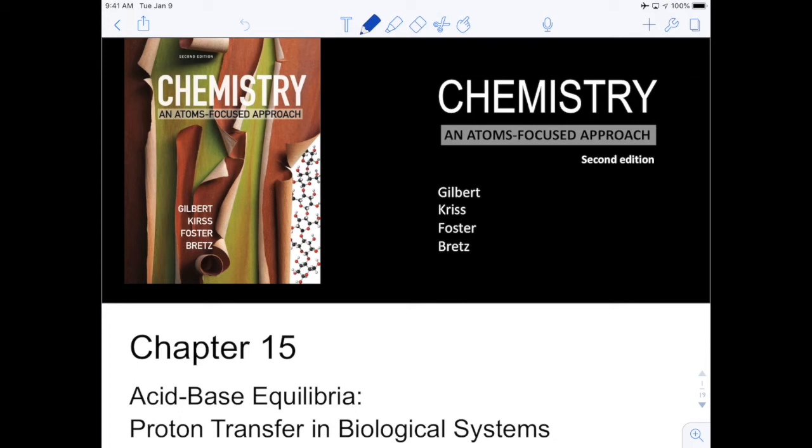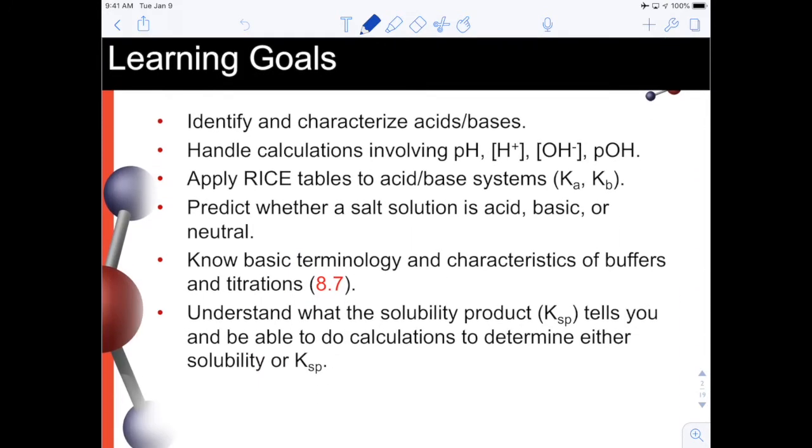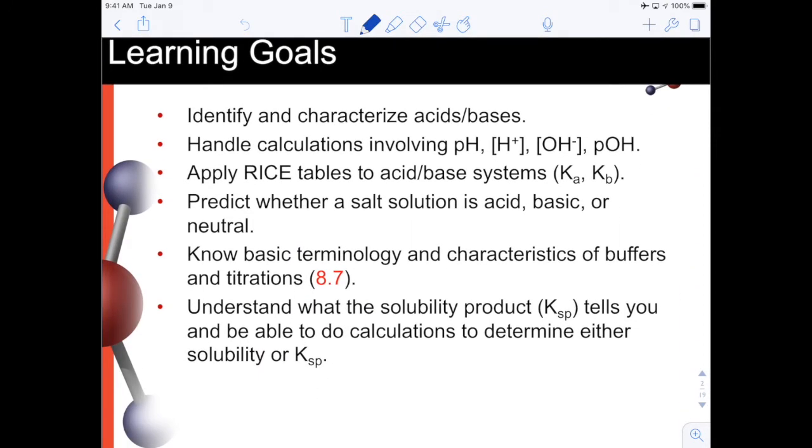Okay, welcome to your Chapter 15 introductory videos. So it's going to deal a lot with acid-base equilibria, and the title of this chapter then is Acid-Base Equilibria, Proton Transfer in Biological Systems. Here are your learning goals, and these are the learning goals for Chapters 15 and 16.